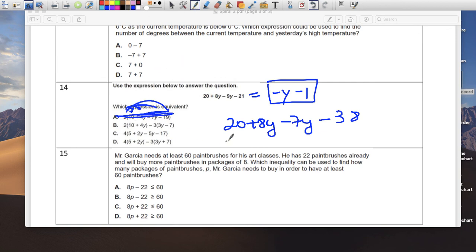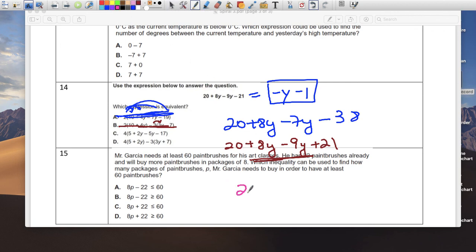B. So it's 2 times 10, which is 20, plus 2 times 4y, which is 8y. And then it's negative 3 times the 3y inside, so I'm doing this one. That's going to be negative 9y. And negative 3 times negative 7 is going to be plus 21. Well, the middle terms, 8y minus 9y, give me negative y. So that's okay. But 20 and positive 21 is going to give me positive 41. That's also not equal, so that's not going to be anywhere near.